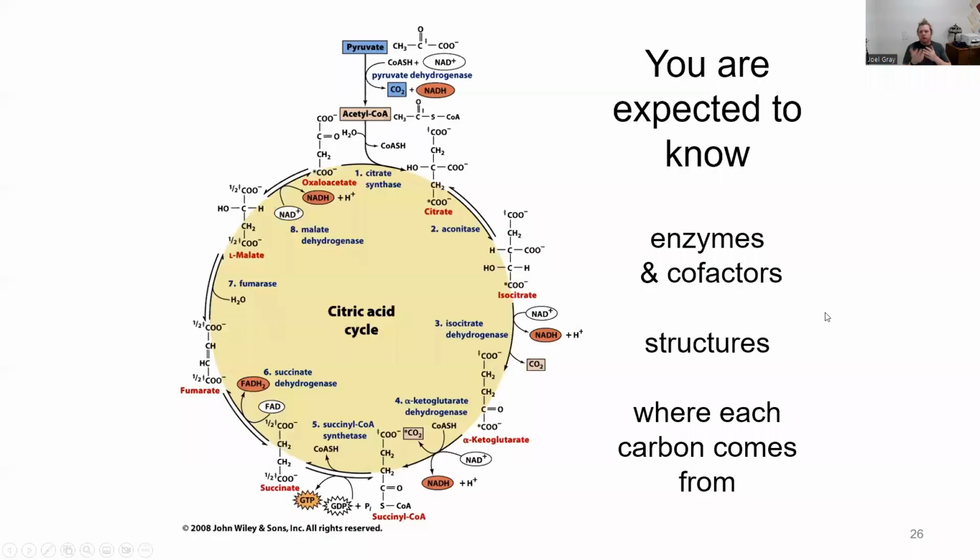All right, so when it comes to the citric acid cycle, these are the things that I want you to know. Want you to know the enzymes that are involved, the cofactors that are involved, the structures of the different molecules, and where each of the carbons come from. Like I said in class the other day, one of the more important components of this discussion is I'm really interested in y'all knowing about the pyruvate dehydrogenase complex.